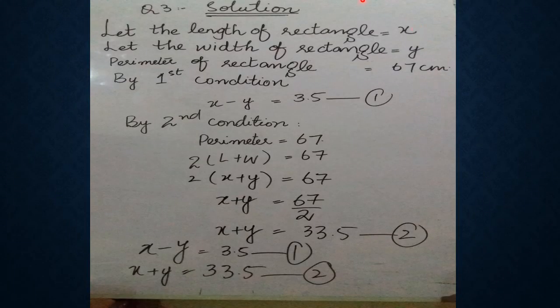Now the solution of the equation. Let the length of the rectangle be x and the width of the rectangle be y. Perimeter of the rectangle is equal to 67 centimeter. First condition, the difference between the two sides is equal to 3.5. This is equation 1. And the second condition, perimeter is equal to 67 centimeter. You know the formula of perimeter: 2 into (length plus width) is equal to 67. 2(x plus y) is equal to 67. 67 divided by 2 is equal to 33.5. This is equation number 2.